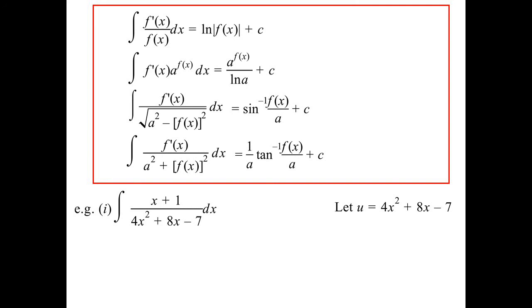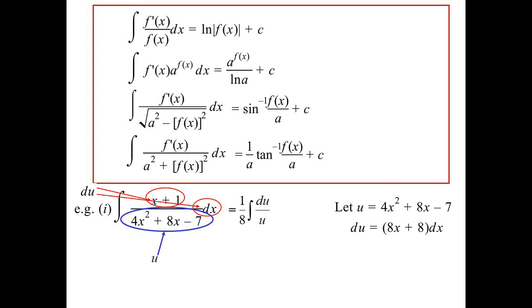So all right, u is 4x squared plus 8x minus 7. So there's our u on the bottom of the fraction. The du would be 8x plus 8 dx. Well, we don't quite have that. We've got x plus 1 dx, but basically there's du, but it's 1/8 of it. So this becomes 1/8 of du on u. It's now in a standard form that we should recognise. That's our log. So we know it's 1/8 log u, and we substitute back in, and there's our answer, 1/8 log of 4x squared plus 8x minus 7. So that's the basic idea.